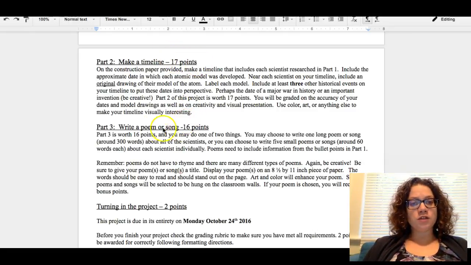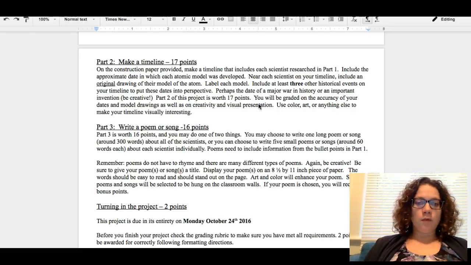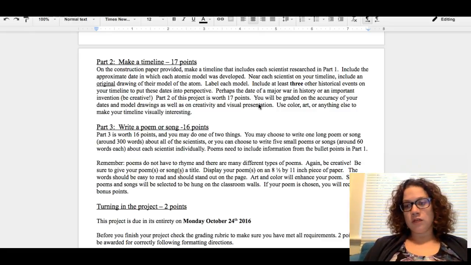Then the next part is your poem. Now, your poem is worth 16 points, and you can do one of two things. You can make one poem that is the whole of atomic history, or you can make 5 short poems, one about each scientist. Now remember, poems don't need to rhyme, but if you want to make it into a song, then that's okay too if you need a theme.